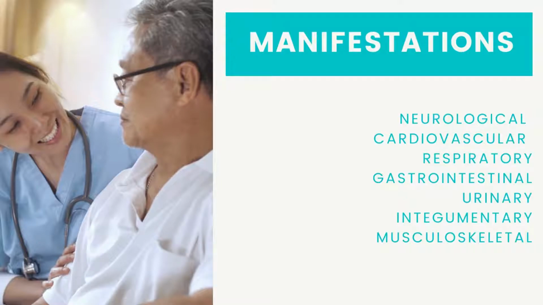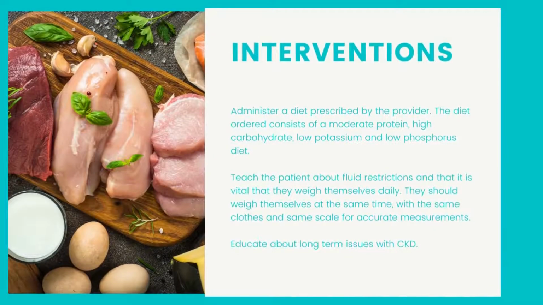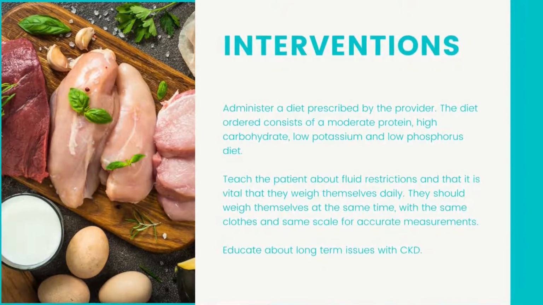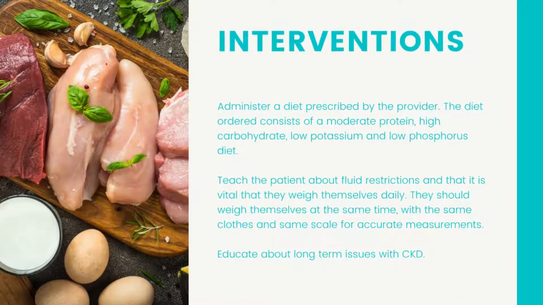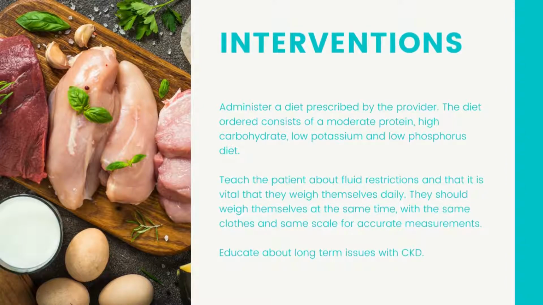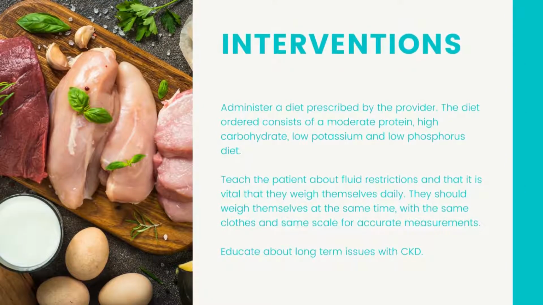Now that we have an idea of how each system will be affected, let's talk about what actions we take as a nurse that will help the patient improve and maintain their life. Interventions for chronic kidney disease. Administer a diet prescribed by the provider. The diet ordered consists of a moderate protein, high carbohydrate, low potassium, and low phosphorus diet.